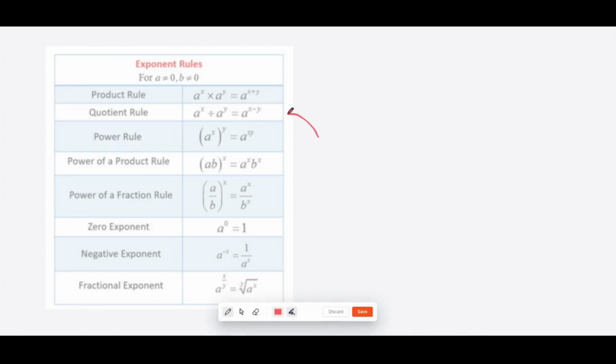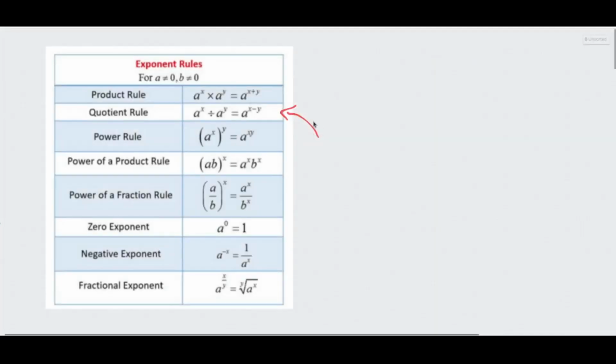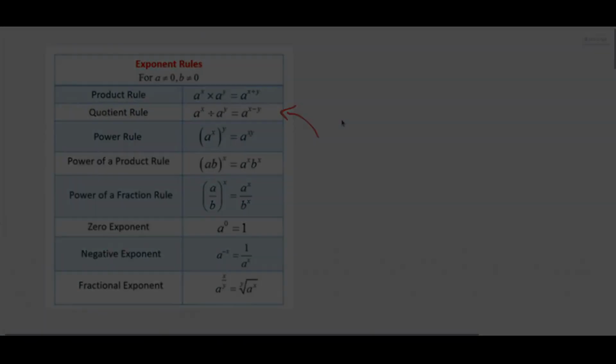Today we're going to go over this exponent rule, which is called the quotient rule, or sometimes the quotient of powers rule. So we'll show a couple of examples of how it works and then why it works. So stick around for that.